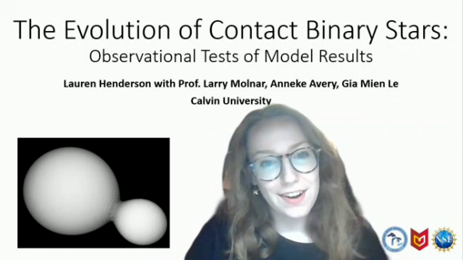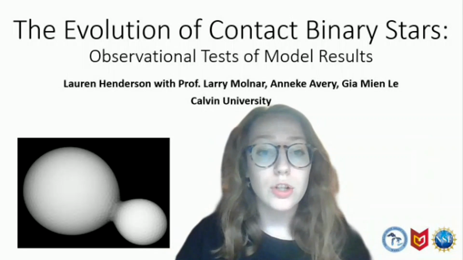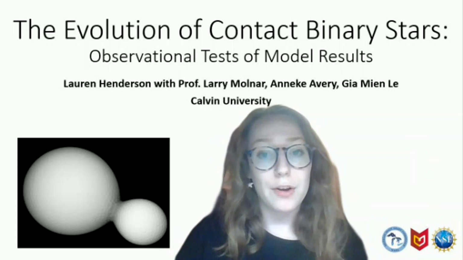So a contact binary star consists of two stars that are so close that they share a common outer atmosphere.